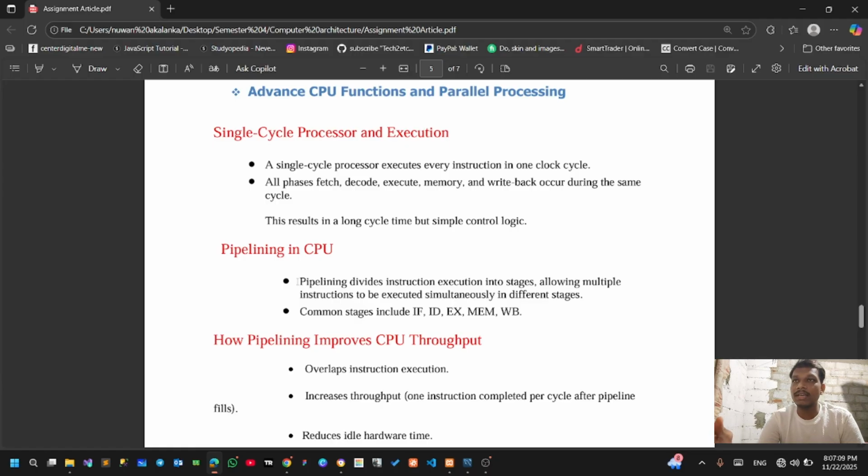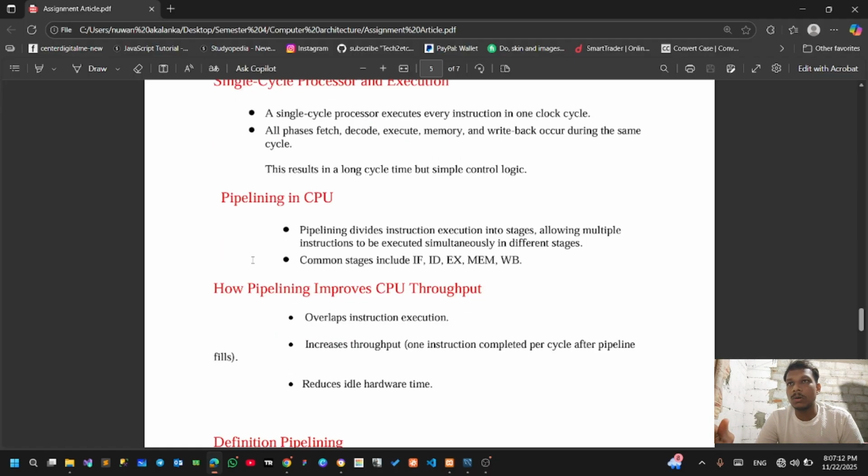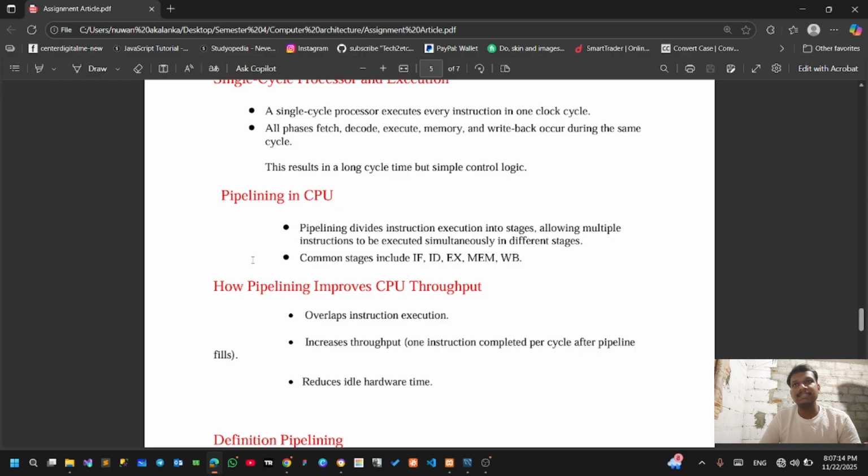Next we discuss what pipelining is. Pipelining divides instruction execution into stages, allowing multiple instructions to be executed simultaneously in different stages. Common stages include IF, ID, EX, MEM and WB. So how does pipelining improve CPU throughput? Overlapping instruction execution increases throughput. One instruction completes per cycle after the pipeline fills, and idle hardware time is reduced.